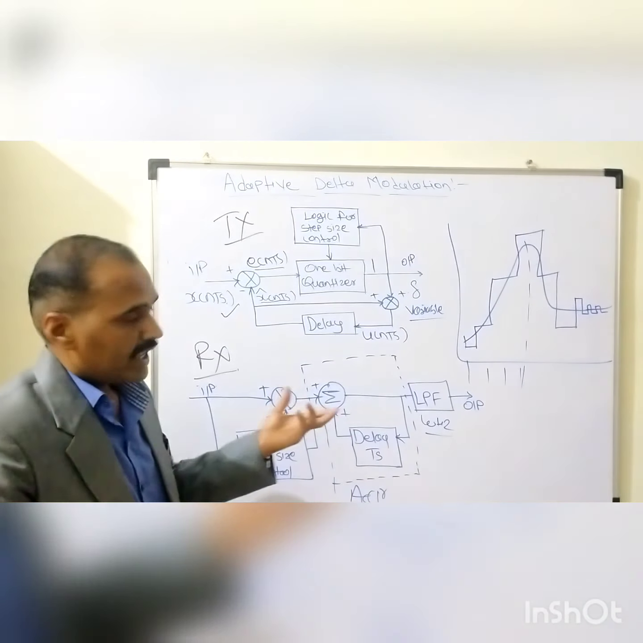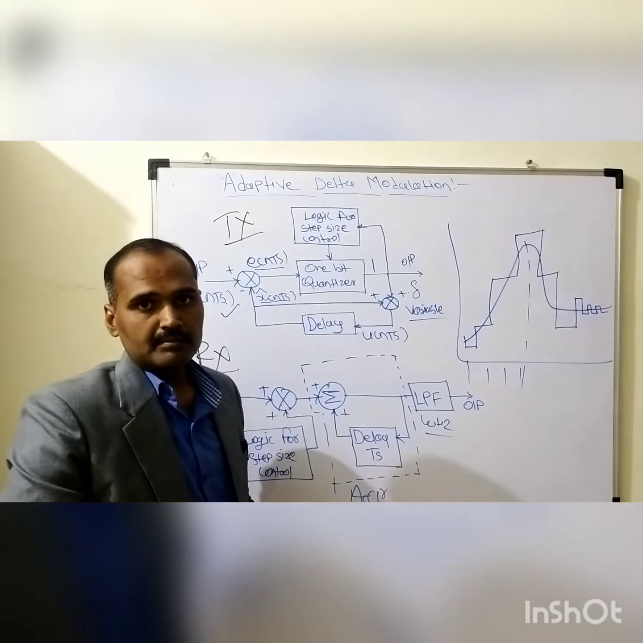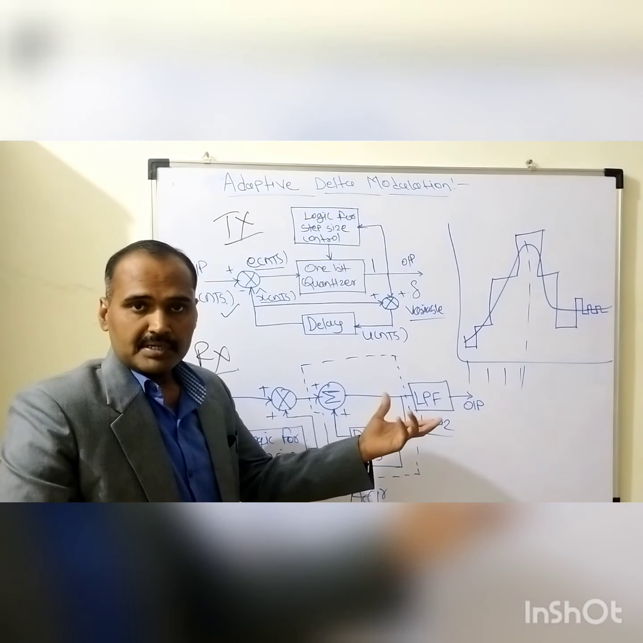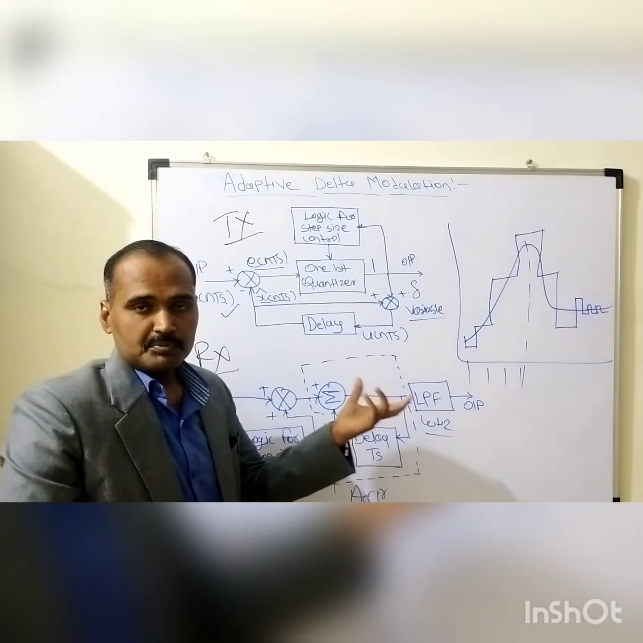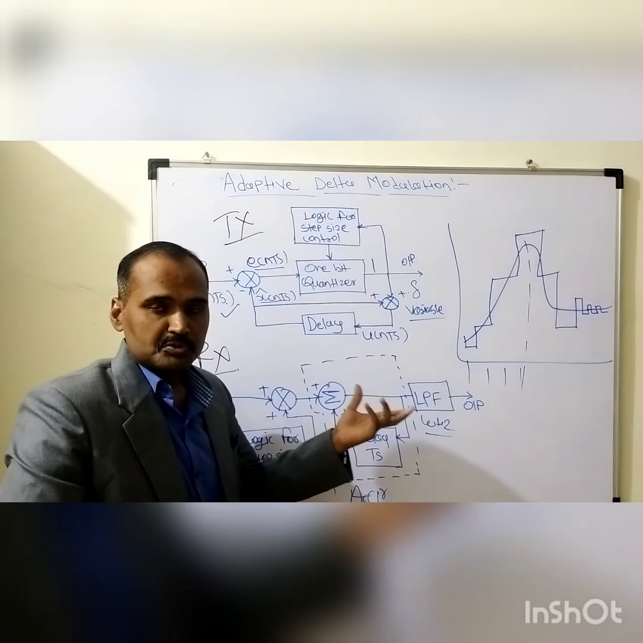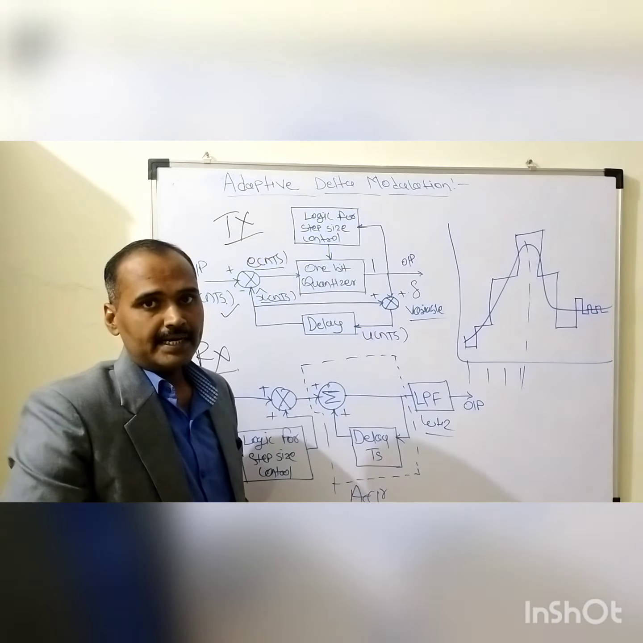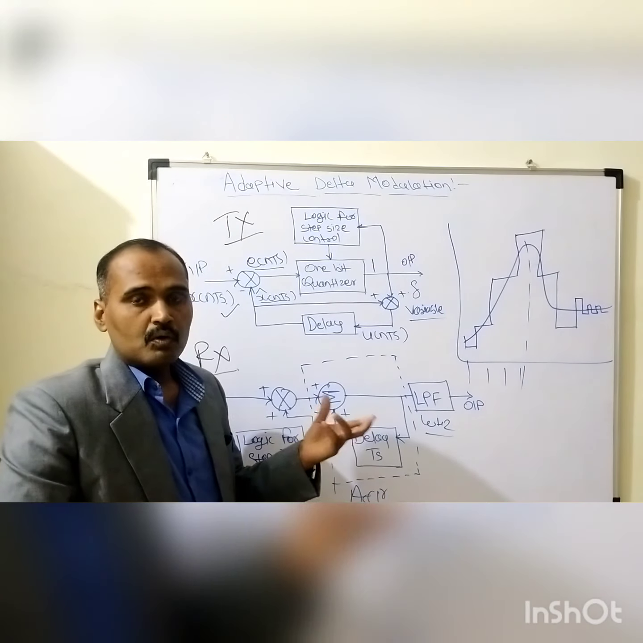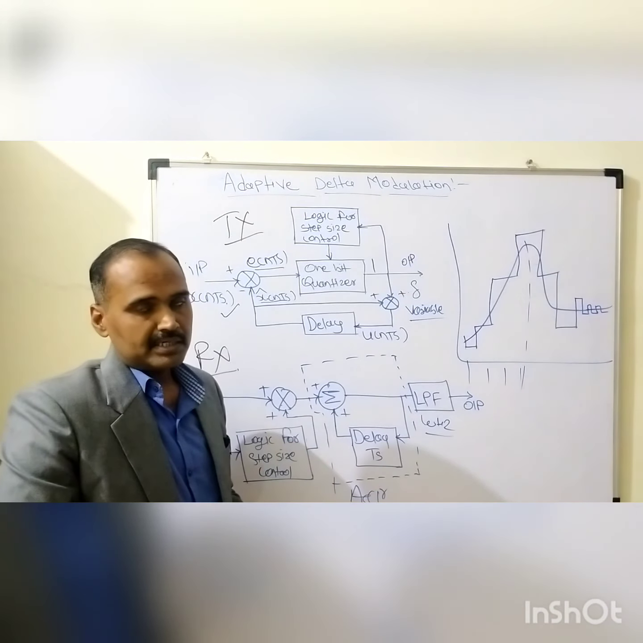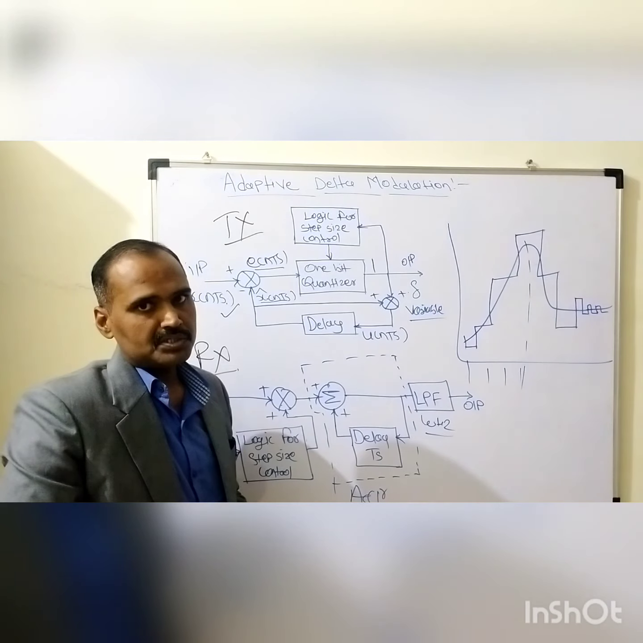That's why the name given to this technique is adaptive delta modulation. The adaptive step size is being selected by this ADM transmitter and receiver to overcome the disadvantages of this delta modulation scheme.